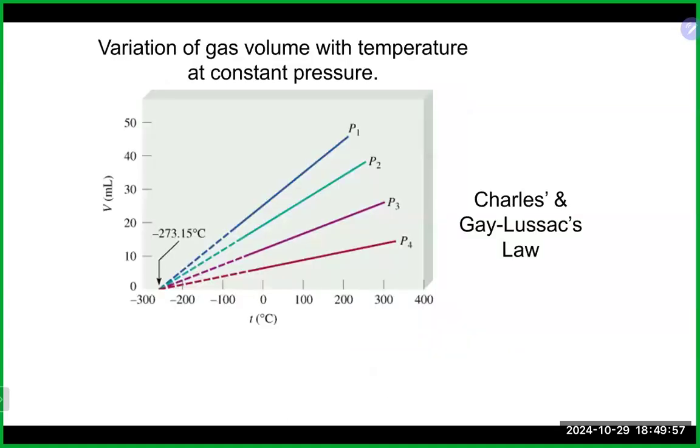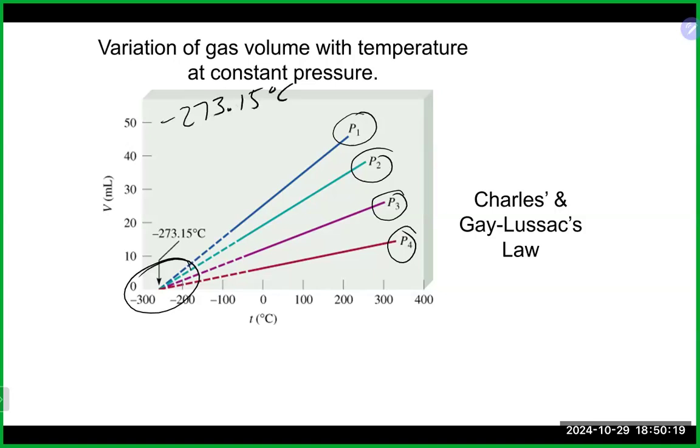Now, a really important one for this gas law and other gas laws is this graph right here, a graph of volume versus temperature. You can make this graph of volume versus temperature for any gas you like. And if you take all those lines back to the temperature axis, you will always hit this number, minus 273.15 degrees Celsius. That number should look familiar to you because it is the number we use to convert to Kelvin. If you add 273.15 to it, that is what we call absolute zero, or 0 Kelvin.